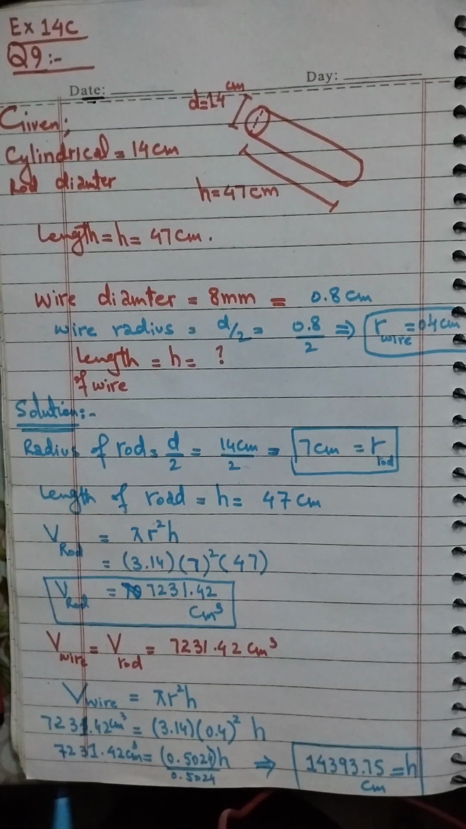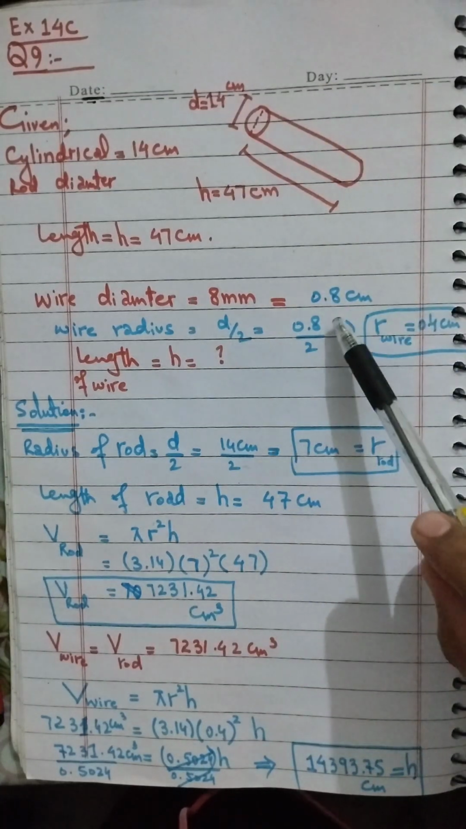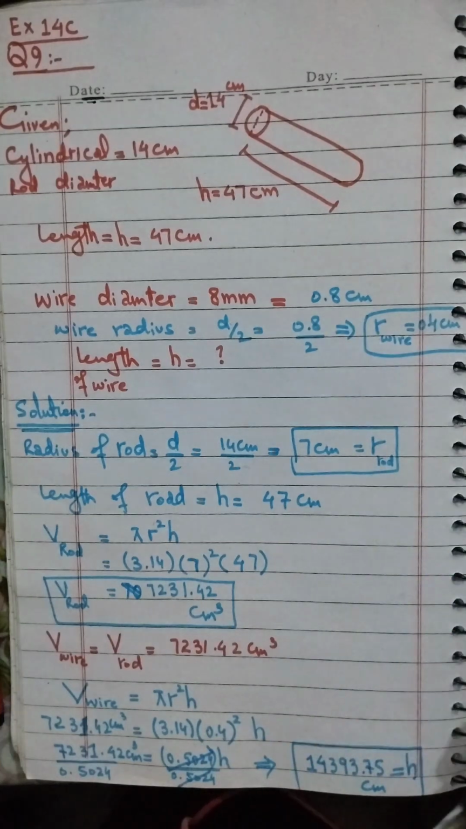by 0.5024 on both sides. This will be cancelled by this. We got h. The height of the wire is 14,393.75 centimeter, which approximately becomes 14,394 centimeter.